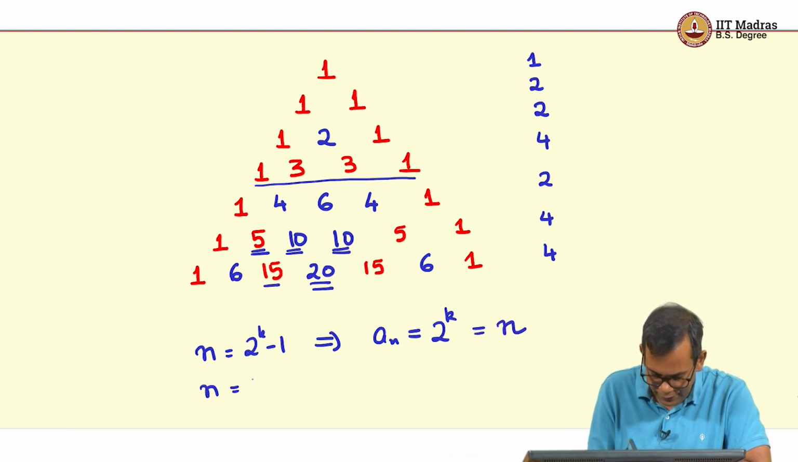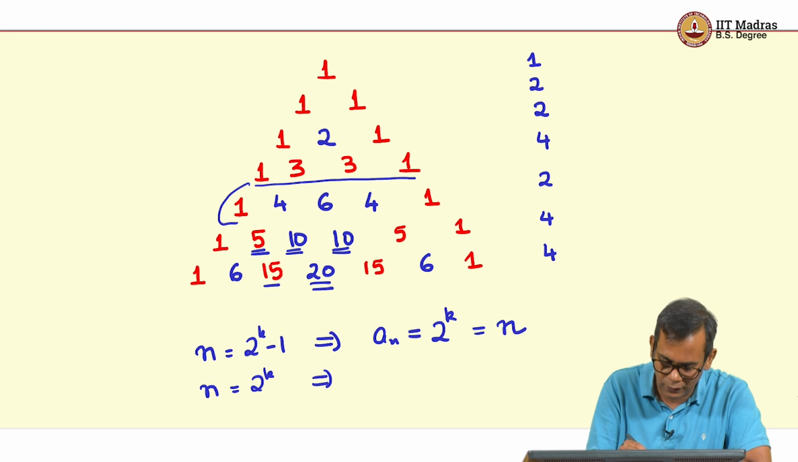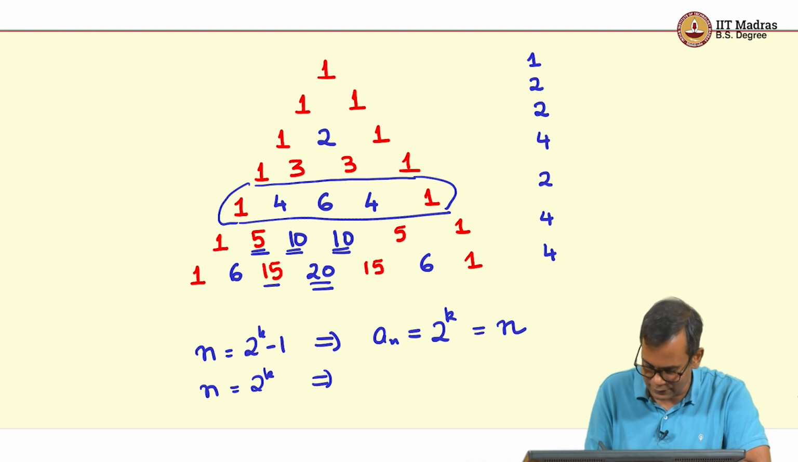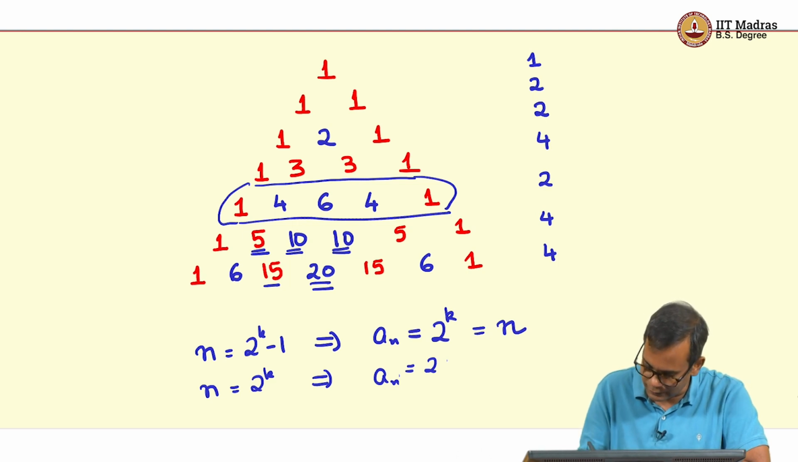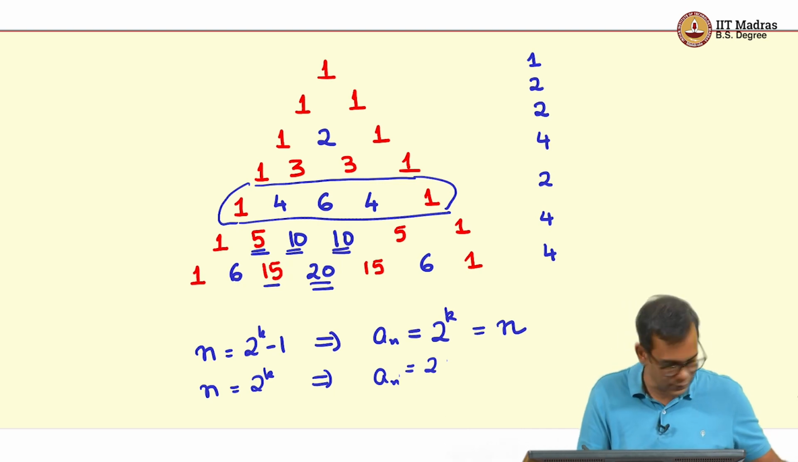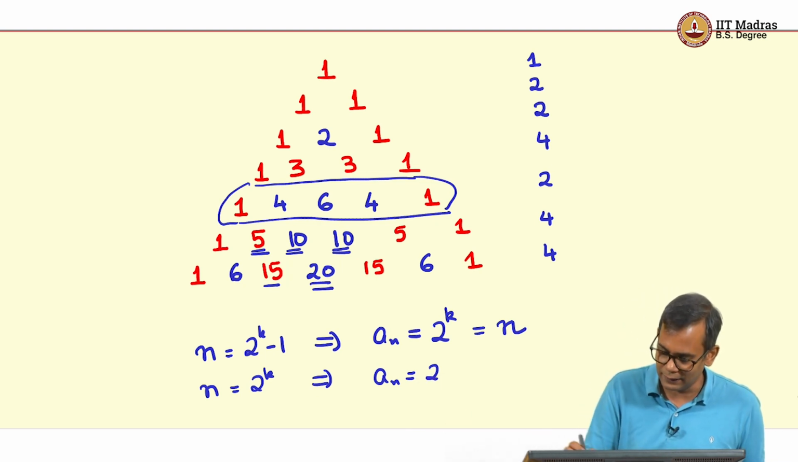And we also saw that if n is 2^k, then what happens? Well, this is the row following a row where everything is odd. So, in that row only the two entries at the end are odd, everything in between is even. So, this row has 2^k plus 1 entries because k goes from 0 to 2^k, and all but 2 of them are even, and so the number of odd entries is just 2. So, you see it fluctuates wildly. On the one hand, for 2^k minus 1, a_n is equal to n plus 1, for 2^k, a_n is equal to 2.